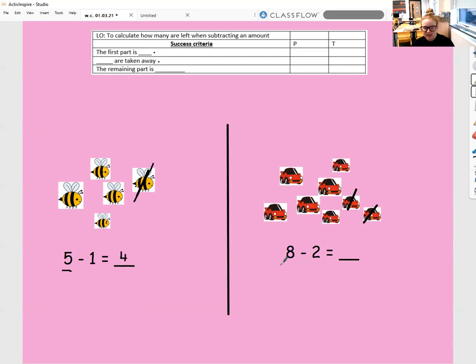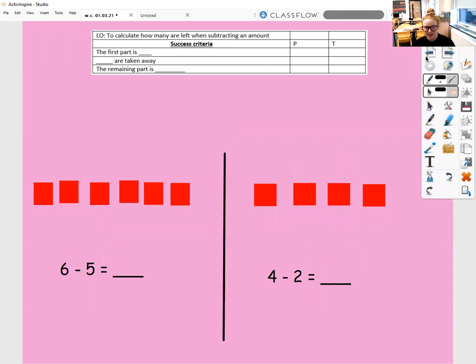Okay, so our first part is 8. Let's have a look: 1, 2, 3, 4, 5, 6, 7, 8. Fantastic. And then how many are we taking away? We're taking away 2, so we've got a line through 1, a line through 2. What is our remaining part? Our remaining part is how many cars are not crossed out: 1, 2, 3, 4, 5, 6. Our first part is 8, we're taking 2 away, and our remaining part is 6.